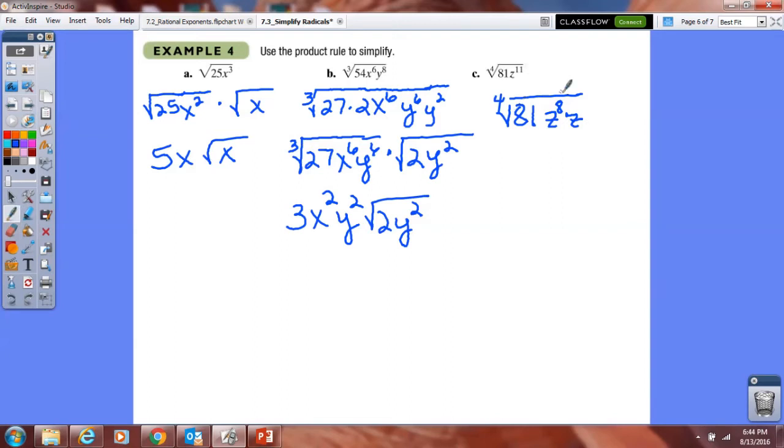Let's put our fourths together. 81 z to the 8, and we'll be left with the fourth root of z cubed. Take the fourth root here. We're going to get 3z squared because you divide 4 into 8, and then the fourth root of z cubed.